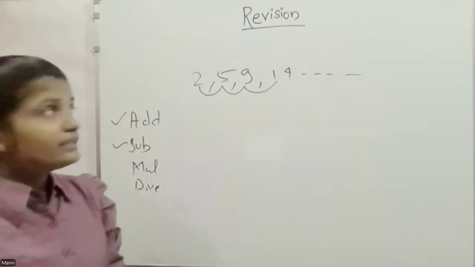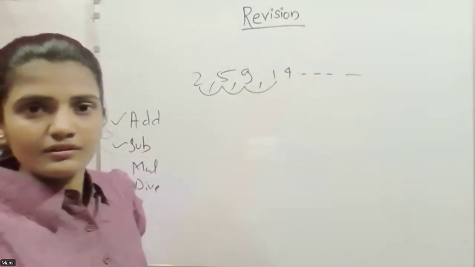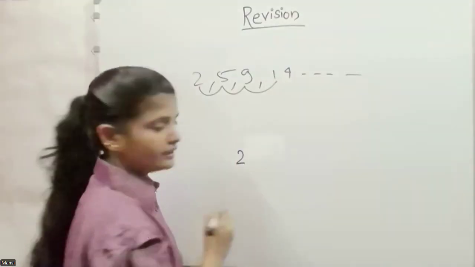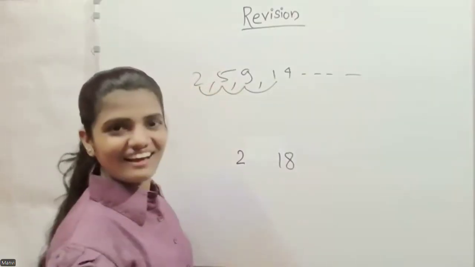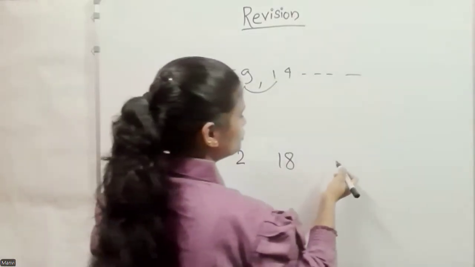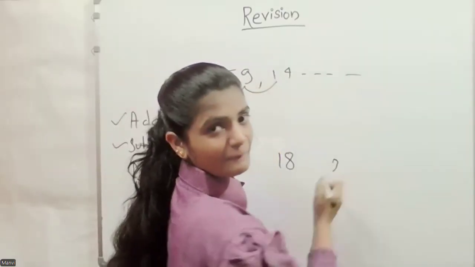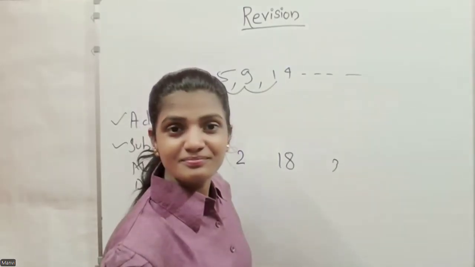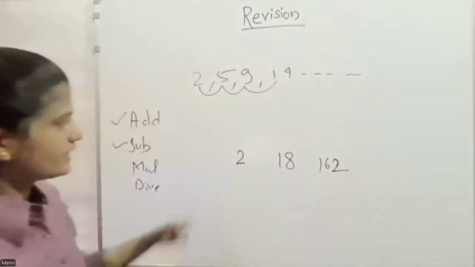So if you see the number increased too rapidly, for example, 2, then 18. Multiply by 9 to get 18. And if you multiply 18 by 9, what do you get? 162. Wow, good. So you see the difference is a lot.